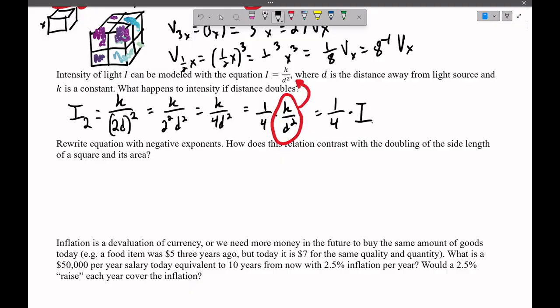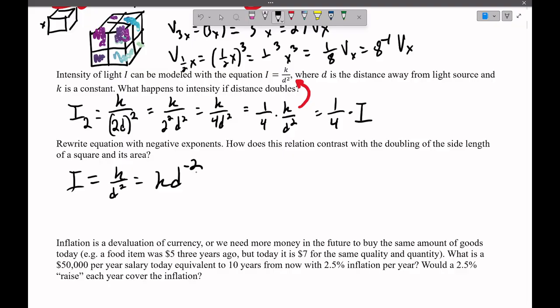Okay, rewrite the equation with negative exponents. So again, the variable here is d. So I'll say I2, or I can write it as I1, k over d squared. It's the same thing as k times d to the negative 2. That's with negative exponents, right? If it's in the denominator, I can move it to the numerator with a negative exponent.